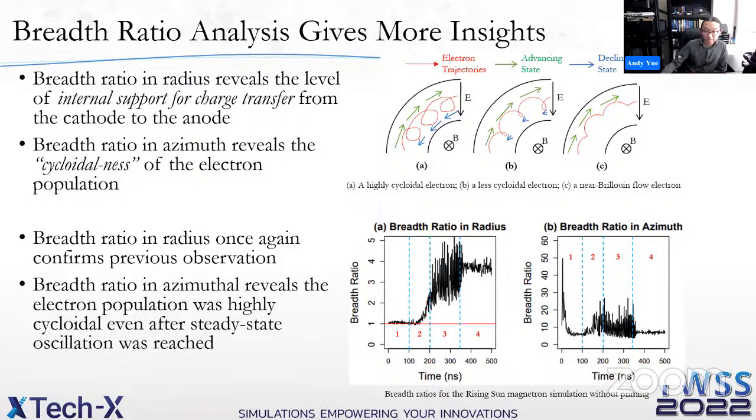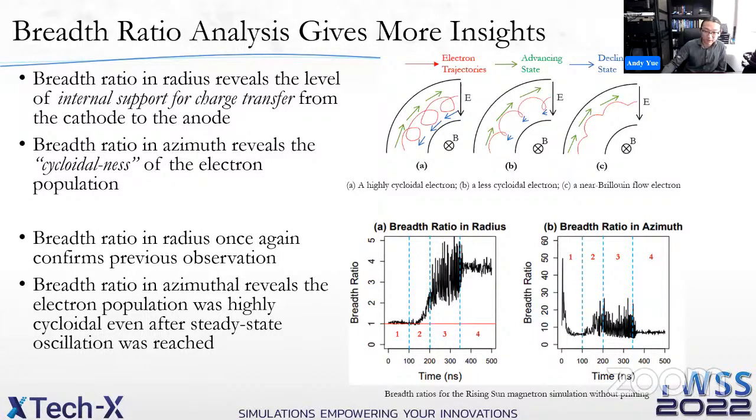Now let's look at the breadth ratios for our simulated electron population in the rising sun magnetron in the bottom plot. In region 1, we can see the radial breadth ratio stays around the 1-to-1 level. This means for every electron moving towards the anode, there's an electron moving away from the anode. As a result, the electron population has no net movement towards the cathode.